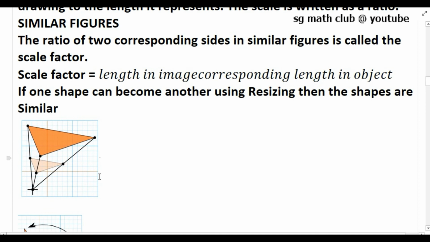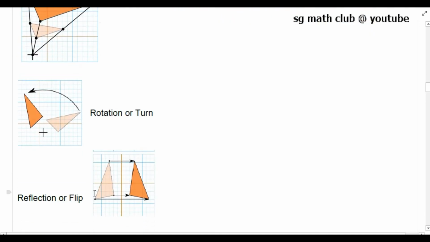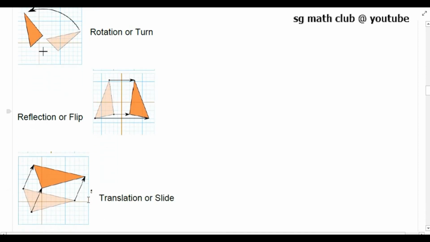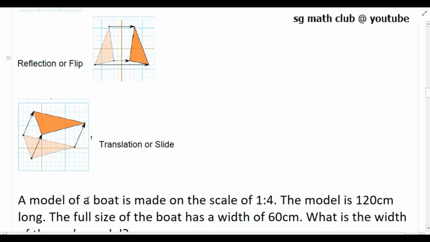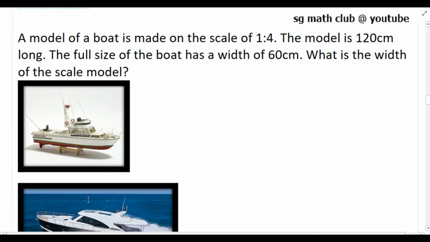So all these things you have to keep in mind. Or rotation or turn, then also you will get a similar figure. Reflection or flip, translation or slide. Now the first question based on the scale factor is: the model of a boat is made on a scale 1:4. The model is 120 centimeters long, and the full size boat has a width of 60 centimeters. So what will be the width of the scale model? That is the first question.